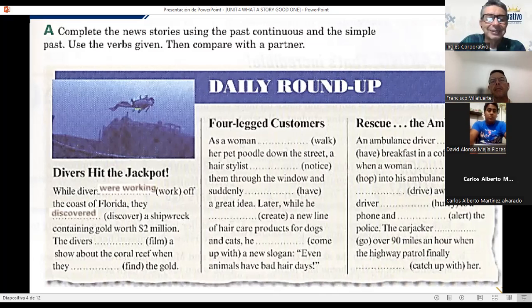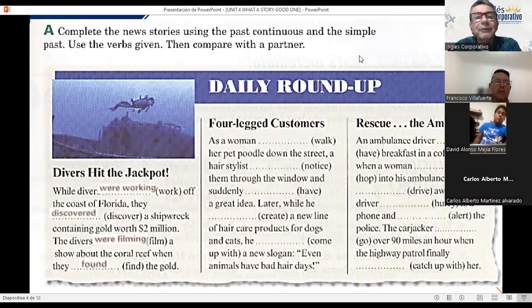The divers were filming a show about coral reefs when they found the gold. Wow, what a lucky day. Okay, so let me see if I am recording this. I guess so, right?